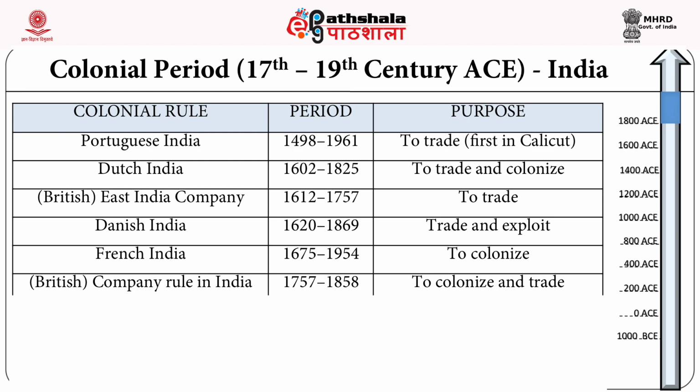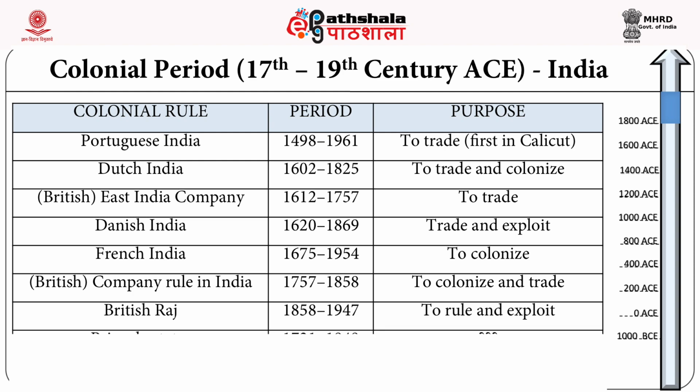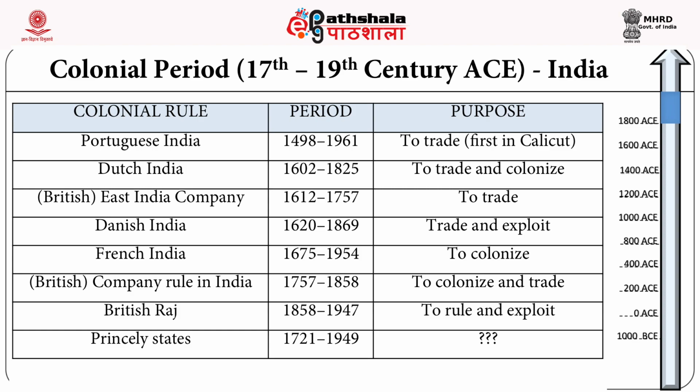So they came at these various points of time, but they stayed on also for varying periods. The Portuguese stayed on till 1961, the Dutch stayed till 1825, the British East India Company stayed till 1858, because after that there was the British Raj, then the Danish stayed till 1869, and the French till 1954.